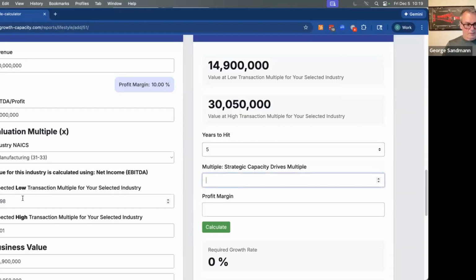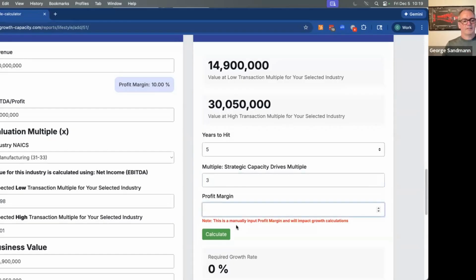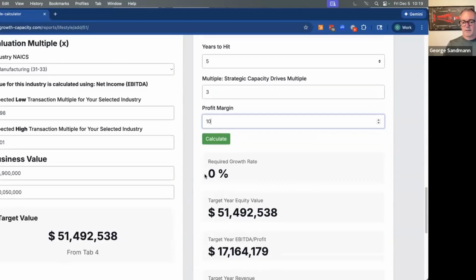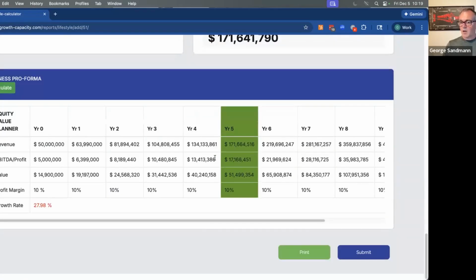Okay. And now my multiple, you'll notice it's not filling it out. I'm looking over to the left here and saying, let's assume that you are able to successfully transfer the business at the low end of the range of multiples. This is a conservative analysis. And my profit margin is 10%, so I'll just put 10 in here. Now you'll notice that my required growth rate is 0. When I click calculate, it is going to take all of the data that we have just manually input and calculate a rate of growth for the business.